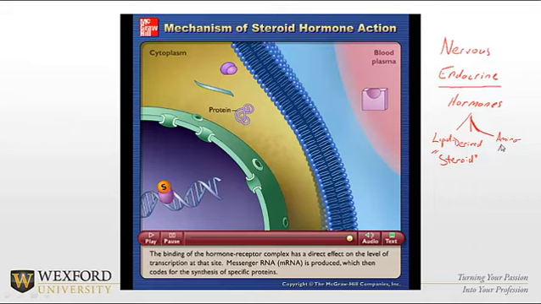Some of these are made from just a singular amino acid that has been modified, derived. Or some of these are small peptides and small proteins, small chains of amino acids. So the hormones fall under these two broad categories, if you will. And what we're going to look at right now is a steroid hormone.